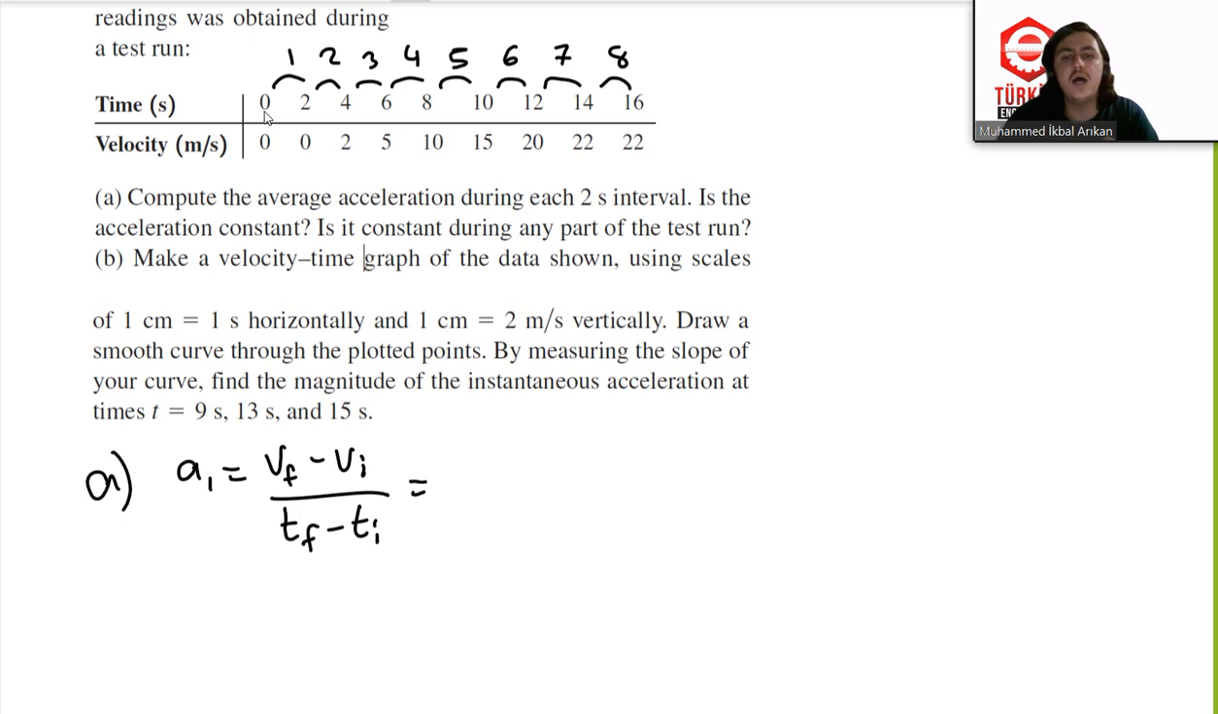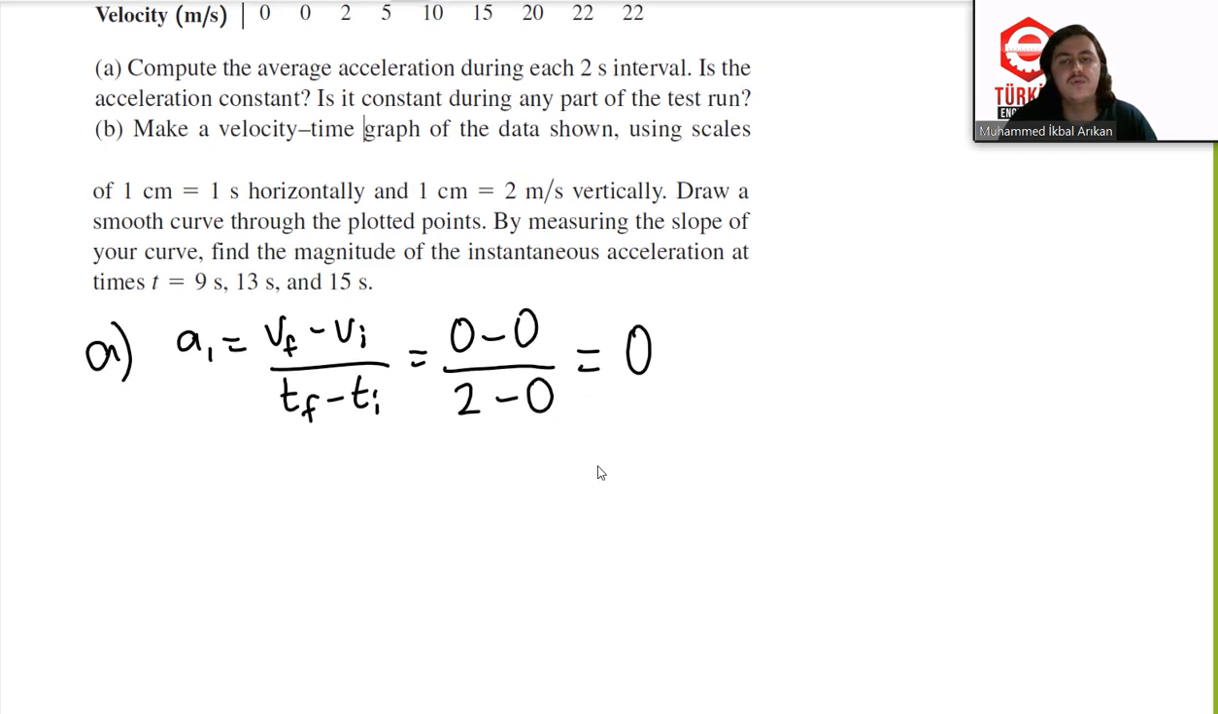So what is my v final here? It is 0, right? And what is my v initial here? It is 0. I'm taking these 2 points. This is my first interval. So I will have 0 minus 0 divided by the time difference, where final time is 2 seconds and initial time is 0. 0 divided by 2 will give me 0. So acceleration in the first interval is 0.